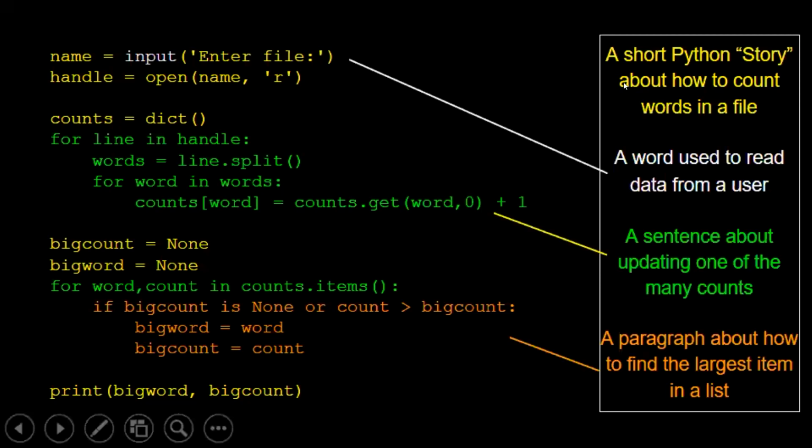Okay, so a short Python story, no? So about how to count words in a file. So the word or a word used to read data from a user. So kung ano yung in-input natin. Then we have here a sentence about updating one of the many counts. So ilang word ba yung nakuha natin? Each line. Then we have here a paragraph about how to find the largest item in a list. Yan.